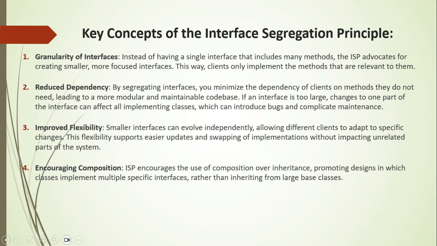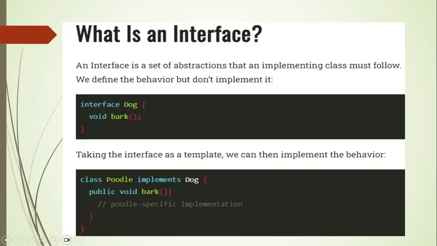It also encourages composition. ISP encourages the use of composition over inheritance, promoting designs in which a class implements multiple specific interfaces rather than inheriting from one large base class. Now, before we discuss programming examples implemented with ISP and without ISP, let's first discuss what an interface is.